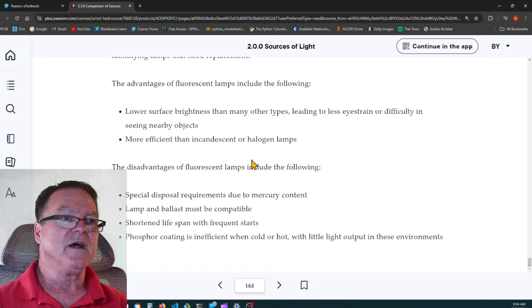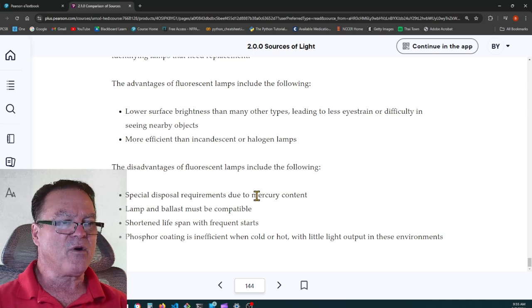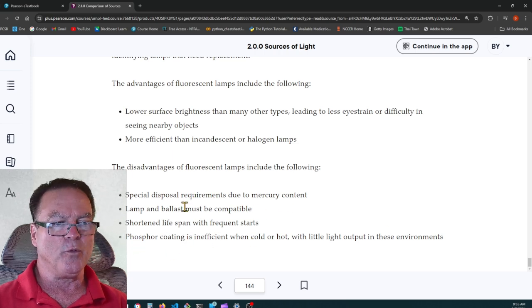Okay, very good. The advantages: lower surface brightness than many other types, leading to less eye strain or difficulty in seeing near objects, and they're more efficient than incandescent or halogen. The disadvantages: there are special disposal requirements due to mercury content. Lamp and ballasts must be compatible, there's a shortened lifespan with frequent starts, and the phosphor coating is inefficient when it's cold or hot, with little light output in these environments. So it's got mercury vapor inside of it, and it's got a phosphorus coating on the inside of the envelope.